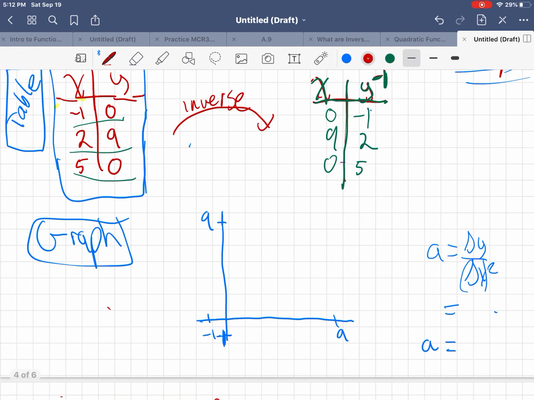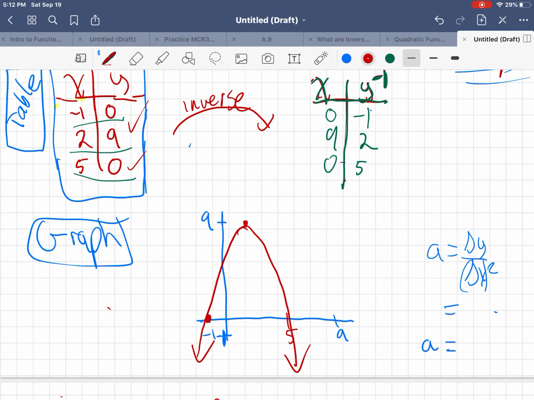I'm going to plot the points for the original function first, the parabola: -1, 0. Then 5, 0 for the other x-intercept, which is going to be right about there. And then the other point is 2, 9, right in the middle up here. Now we can see that it looks like a nice parabola.